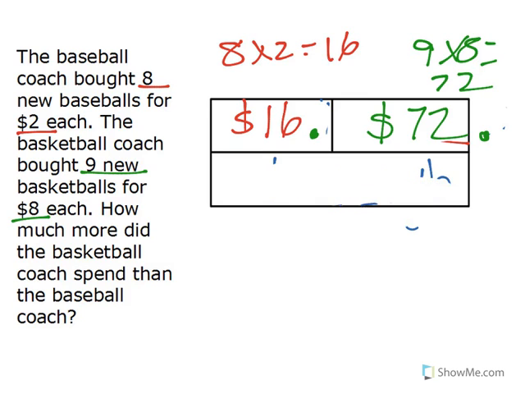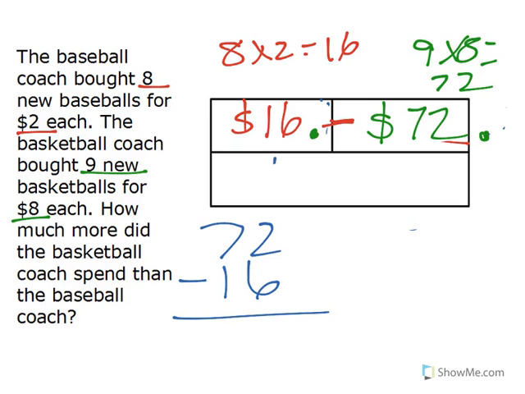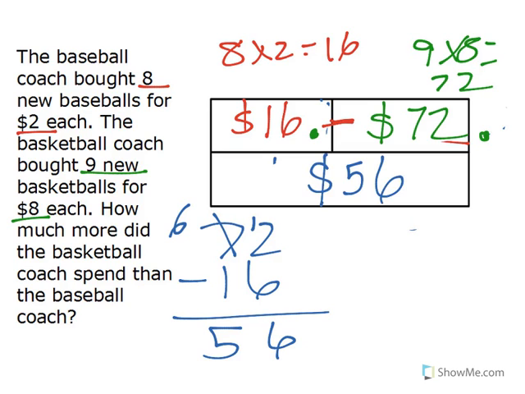So here's what I would need to do. I need to find the difference. But I see a problem. Can I work this out? That's right, I cannot work this out. Why can I not work this out though? Whenever you subtract, the larger number always has to go on top. So I'm going to erase this, and I'm going to say 72 take away 16. 2 take away 6. That's not possible, so I'm going to borrow from my 7, turn it into a 6. 12 take away 6 would be 6. 6 take away 1 would be 5. So the difference between these two numbers is $56. So that means that the basketball coach spent $56 more than the baseball coach.